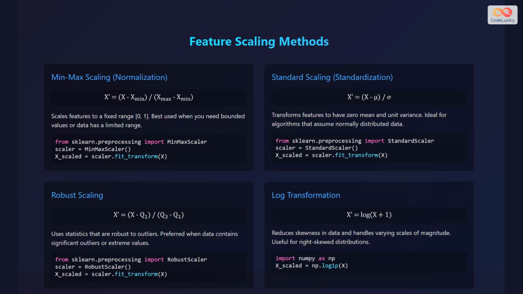Next, log transformation. It reduces skewness in data and handles varying scales of magnitude. Useful for right-skewed distributions. import numpy as np. X_scaled = np.log1p(X).